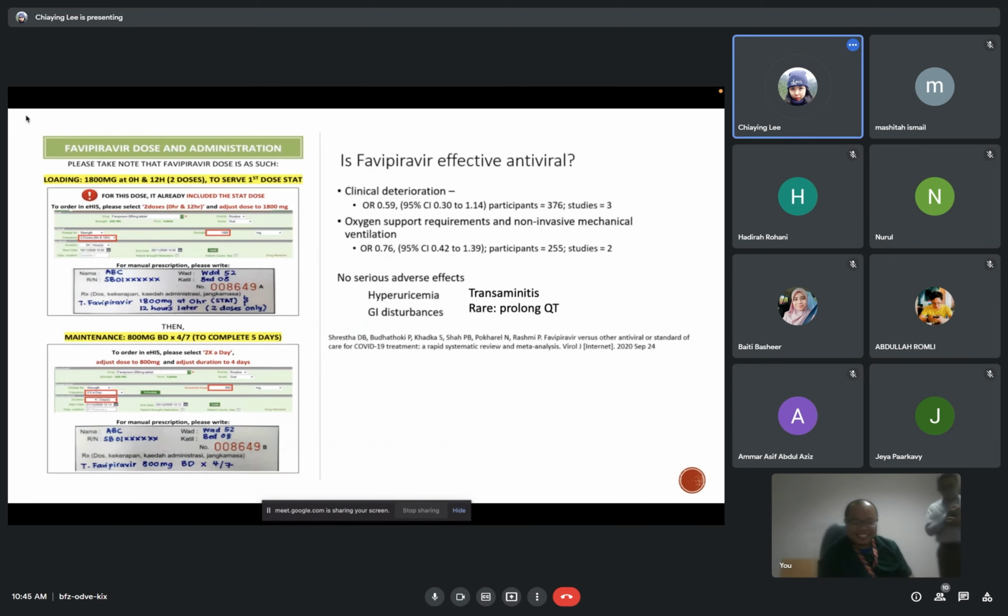Okay. Just a little side note on how we administer and the dosage for this medication. We load the patient with 1,800 milligram at 0 and 12 hours. We give 2 doses and maintain with 800 milligram BD for 4 days. We need to complete it for 5 days.